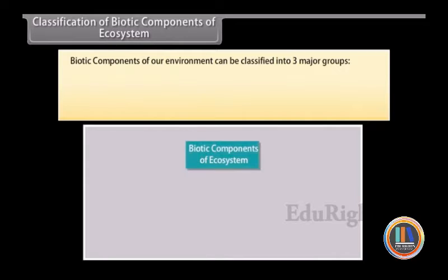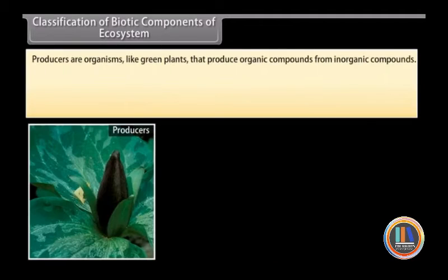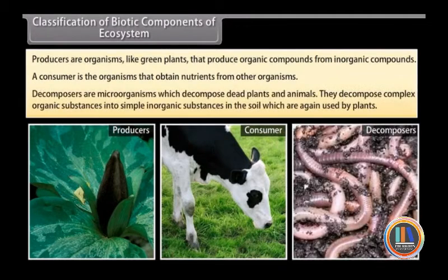Classification of biotic components of ecosystem. Biotic components of our environment can be classified into three major groups. They are producers, consumers, and decomposers. Now we will learn in detail what are producers, consumers, and decomposers. Producers are organisms like green plants that produce organic compounds from inorganic compounds. A consumer is the organism that obtains nutrients from other organisms. And the decomposers are microorganisms which decompose dead plants and animals. They decompose complex organic substances into simple inorganic substances in the soil, which are again used by the plants.